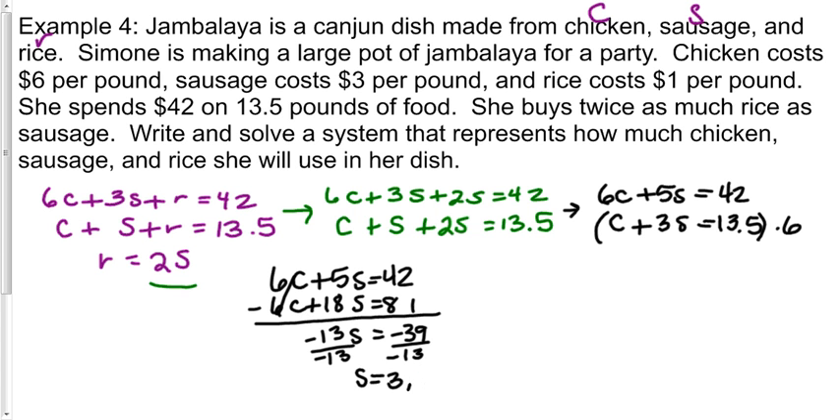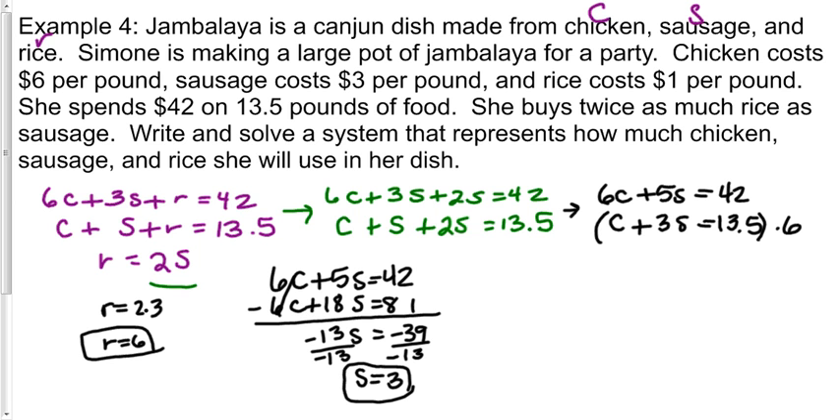Okay, so if S equals 3, I'm going to go back into an easy equation to figure out the next variable, and the easiest one to use would be this one right here. If S equals 3, then R equals 2 times 3, R equals 6. There we go. I've got 2 of the variables done with.